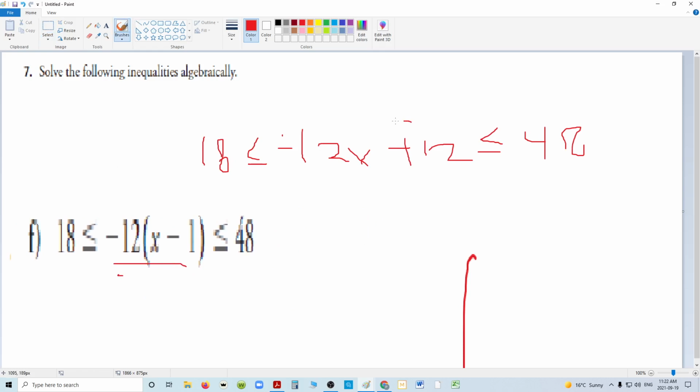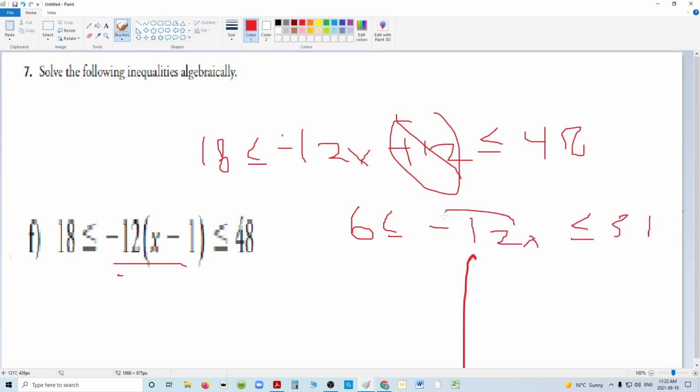So first thing I got to do is subtract 12 from both sides. So I get 6 is smaller or equal to minus 12x is smaller or equal to 36. Then I got to divide by minus 12, which means I got to change all the signs. And that's going to make this difficult. I get minus 6 over 12, which is minus a half.